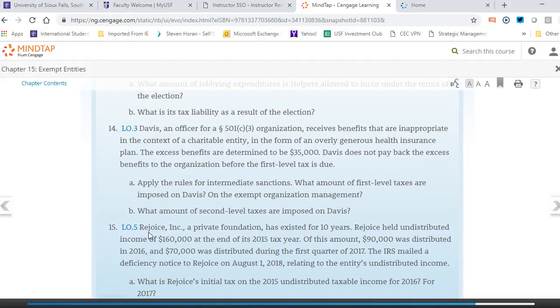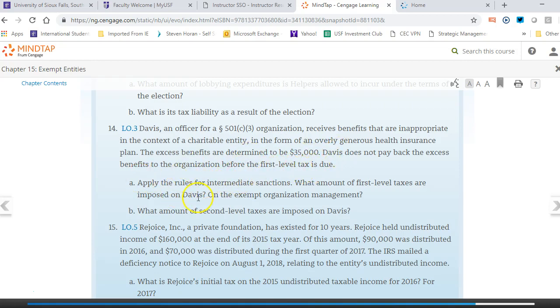Okay, question 14. Davis is an officer for a 501c3, and Davis is going to receive a benefit that's inappropriate in the context of this particular charity in the form of overly generous health insurance. Because of that, the excess is determined to be $35,000. Davis does not pay back the excess benefits to the organization before the first level tax is due.